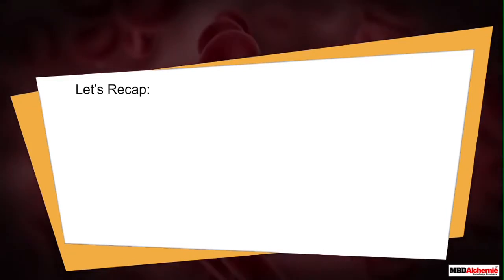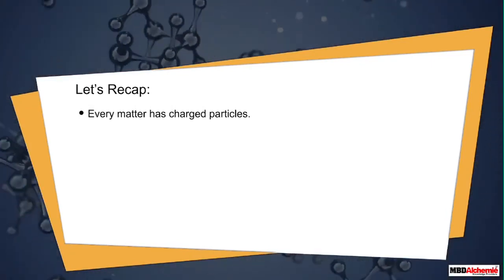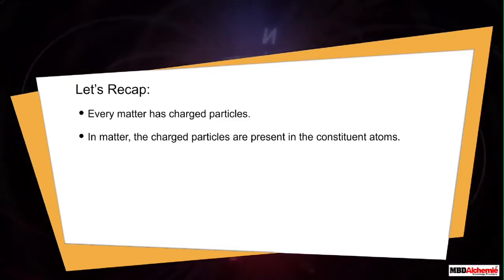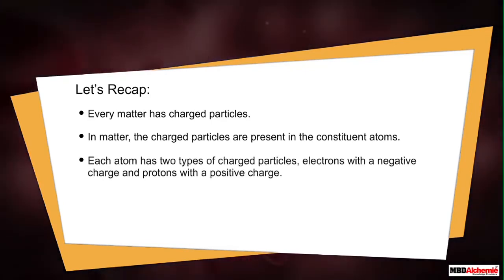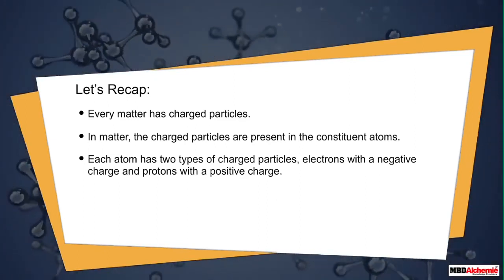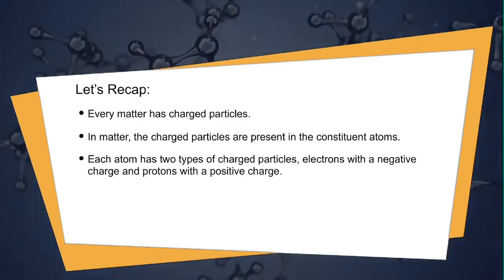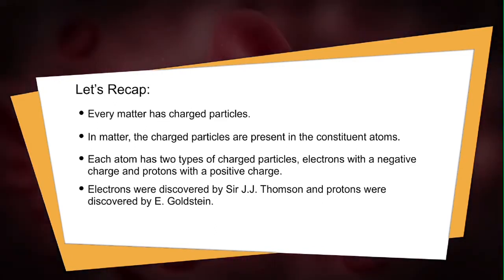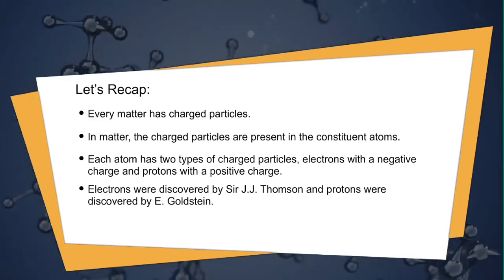Now, let's recap. Every matter has charged particles. In matter, the charged particles are present in the constituent atoms. Each atom has two types of charged particles, electrons with the negative charge and protons with a positive charge. Electrons were discovered by Sir J.J. Thomson and protons were discovered by E. Goldstein.